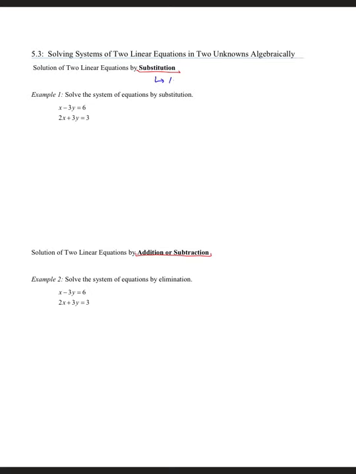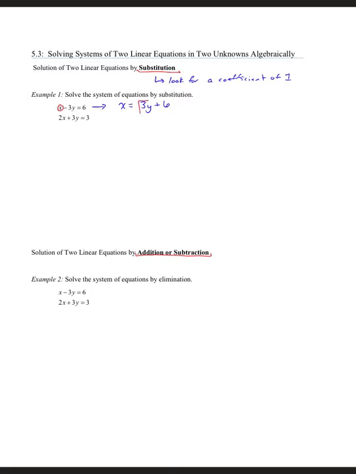So we want to look for a coefficient of 1 within our system. So when we look at the system here, we can see that we have a coefficient of 1 right here. So now what we want to do is get that variable isolated, which means I'm going to take that negative 3y and add it to both sides, so I have the x by itself. So I'm going to get x equals then this 3y plus 6, or 6 plus 3y.